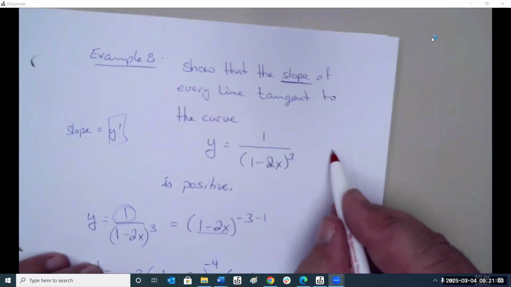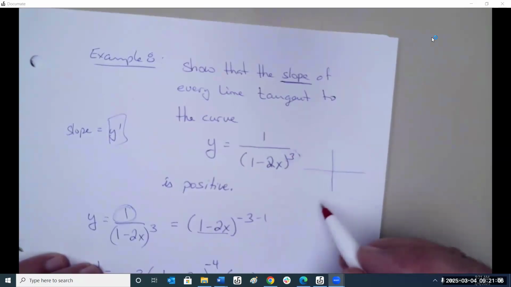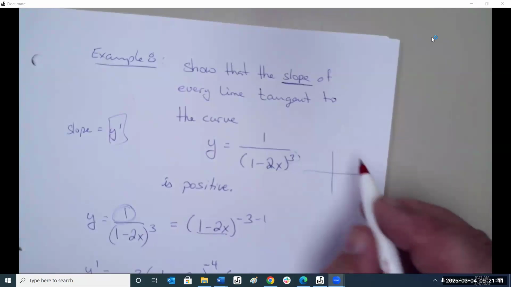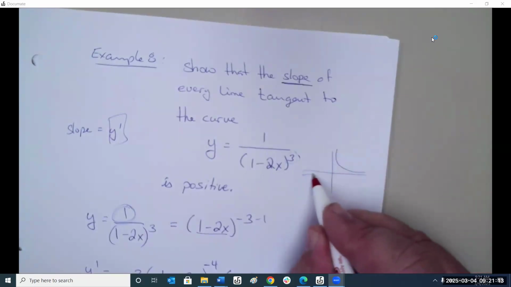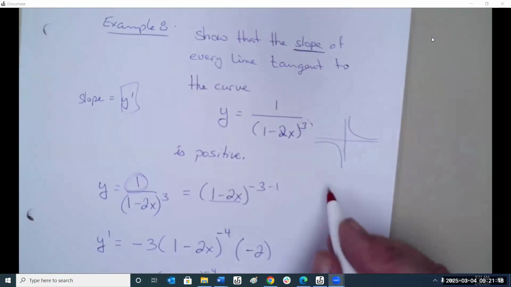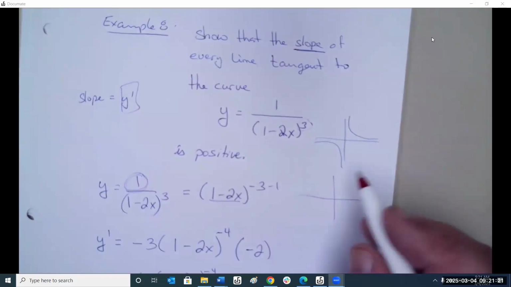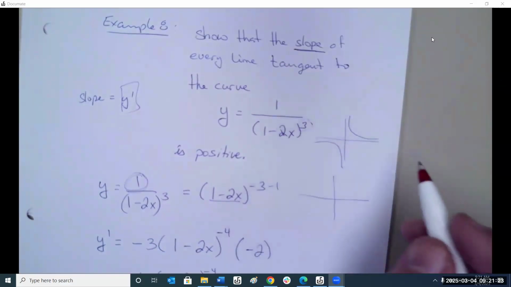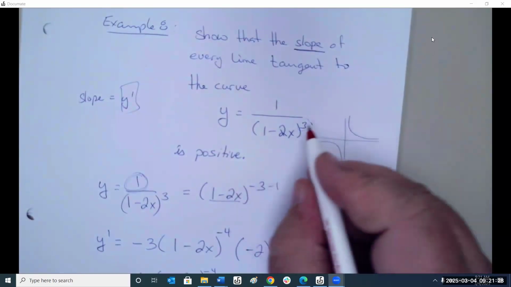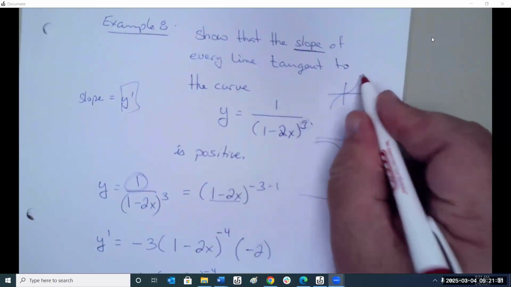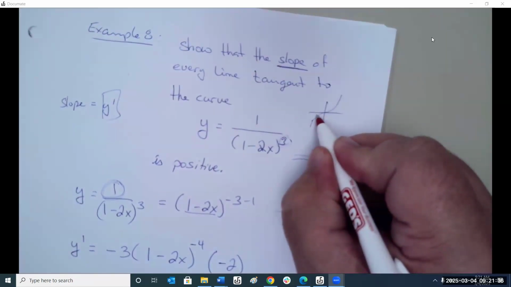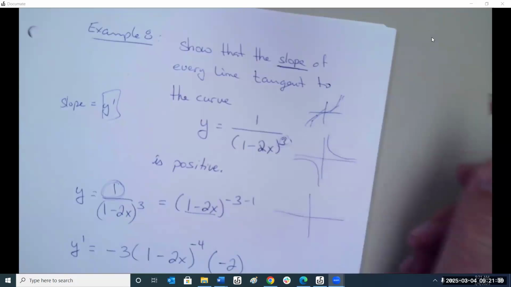Even if we look at the graph of the function, it's a cubic function, but it's 1 over that, so what this thing looks like is like this. But it's a rational expression. So what happens here? It's a cubic function. Cubic functions look like this. Every point on a cubic function is positive.